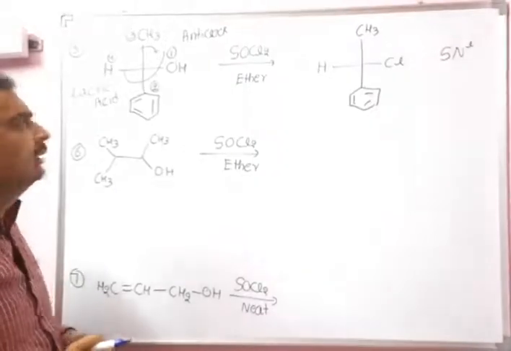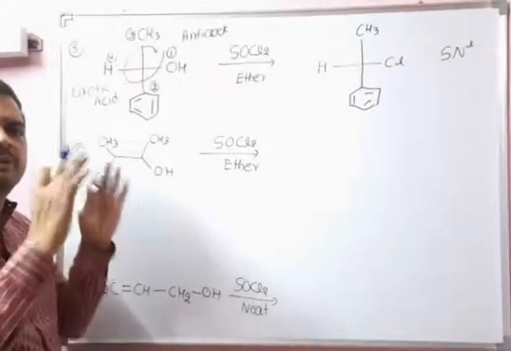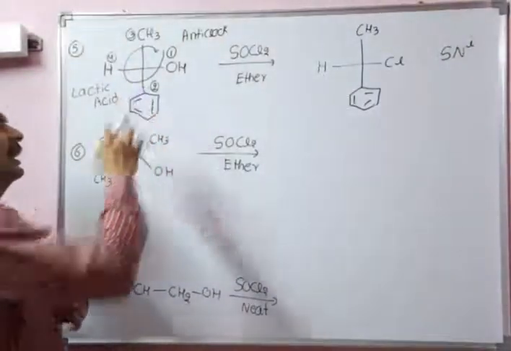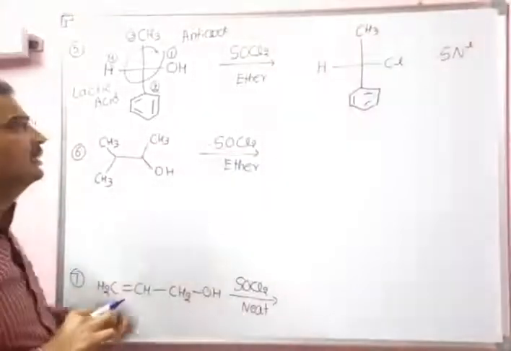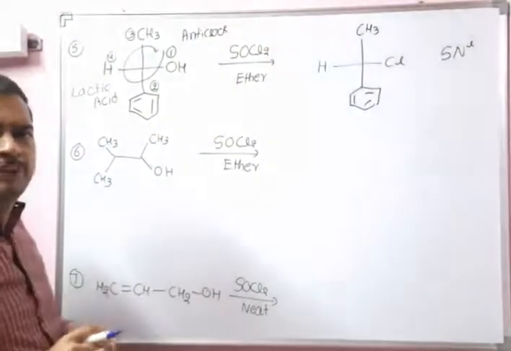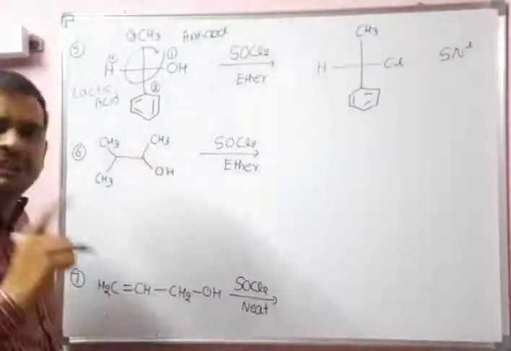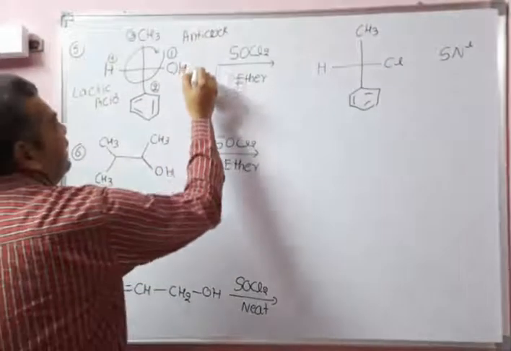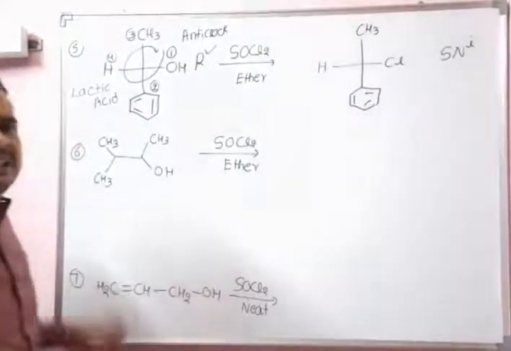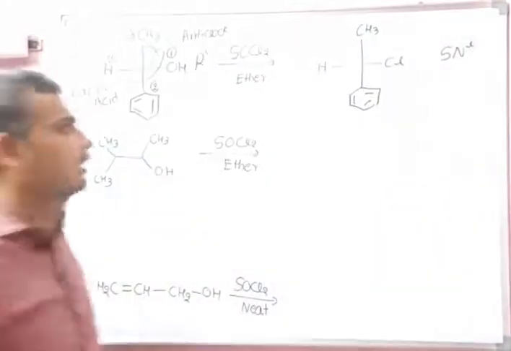But this is a Fischer projection. On Fischer, if the least priority group is on the horizontal, horizontal means above the plane, vertical means below the plane. Always the least priority group should be below the plane, that means on the vertical line. If hydrogen is above the plane, we have to give the opposite configuration. Even though this is anticlockwise, that means S, we need to give the opposite configuration. The correct isomer is R. It is S, but the least priority is on the horizontal line, so we have to take the opposite configuration.